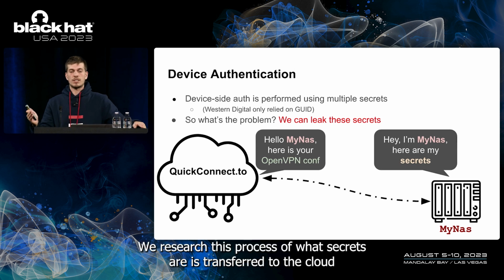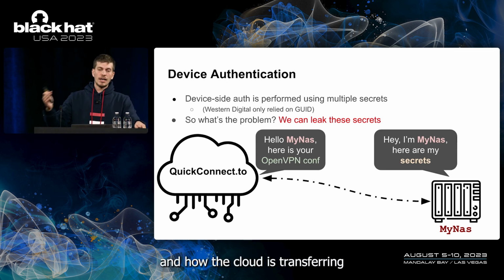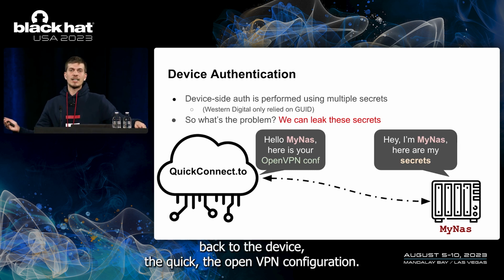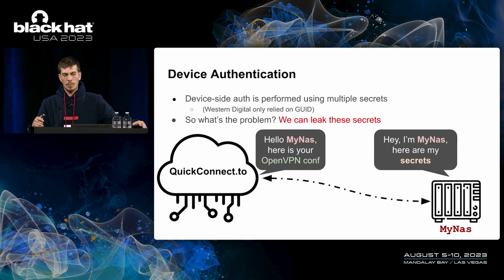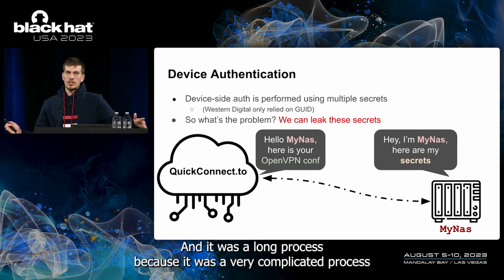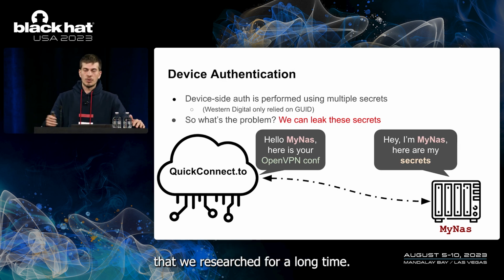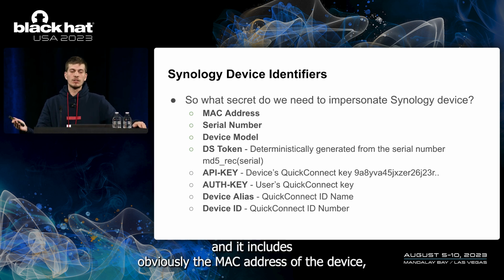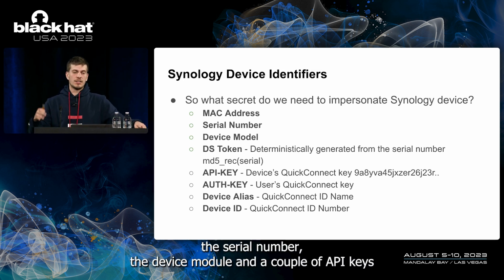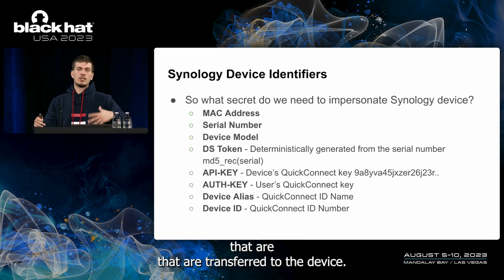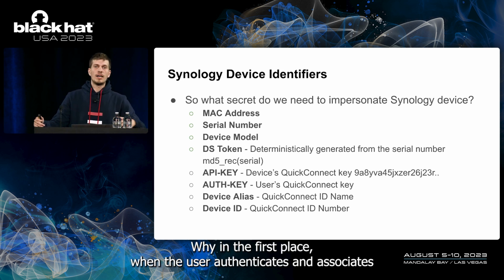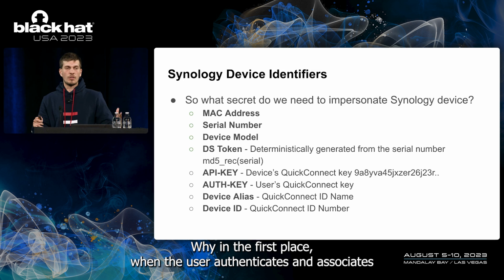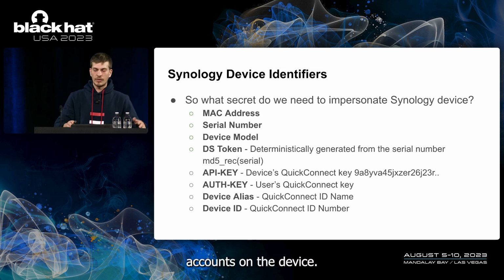We researched this process of what secrets are transferred to the cloud and how the cloud is transferring back to the device the OpenVPN configuration. And it was a long process because it was very complicated and we researched it for a long time, but we can summarize all the digital elements, all the secrets that we need, into a list. And it includes, obviously, the MAC address of the device, the serial number, the device model, and a couple of API keys that are transferred to the device in the first place when the user authenticates and associates their account on the device.